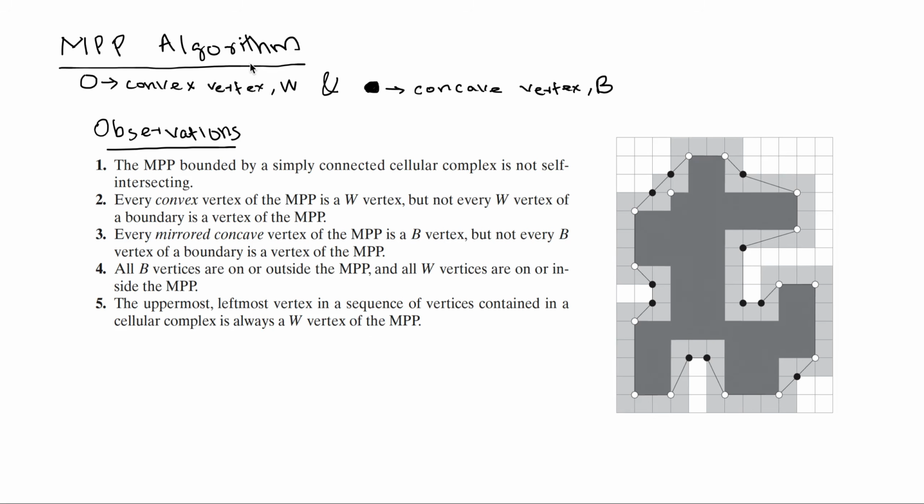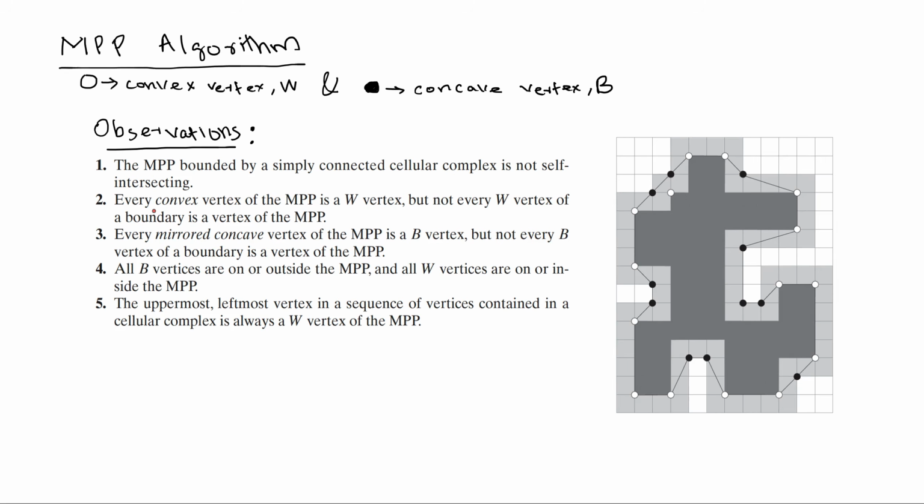Now we are going to develop an algorithm for finding the minimum perimeter polygon. As we saw in the previous discussion, we are representing a convex vertex with a white dot. I am giving it a symbol W, and every concave vertex is denoted by a black dot, and we are designating it with a symbol B. Now here are some observations that we developed from the previous discussion. The minimum perimeter polygon bounded by a simply connected cellular complex is not self-intersecting. That is, the boundary with a lighter gray shade is not intersecting itself.